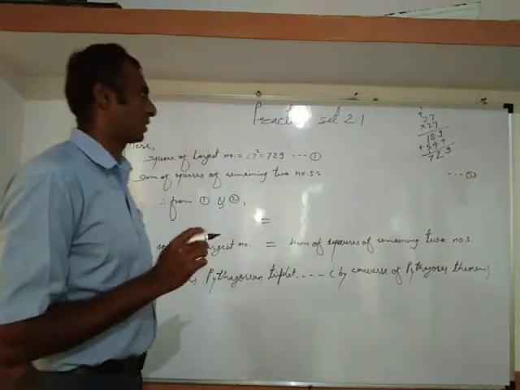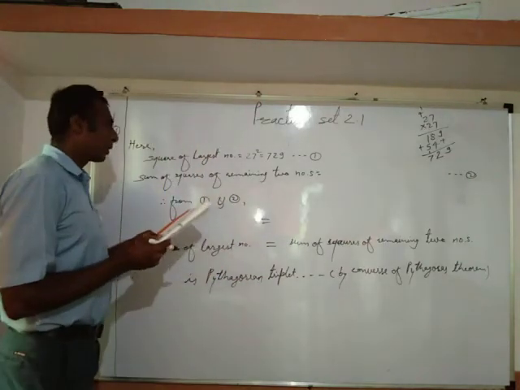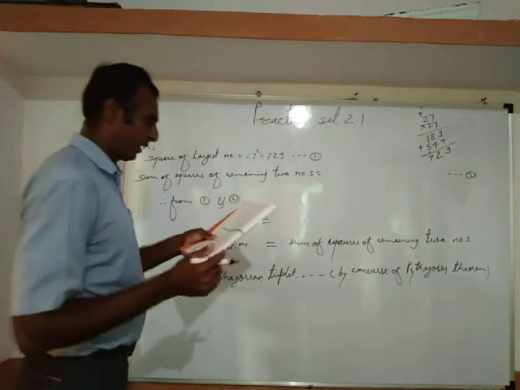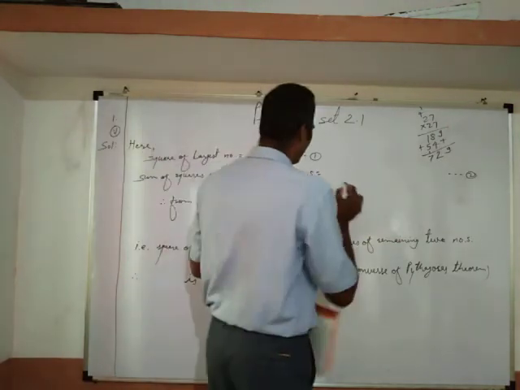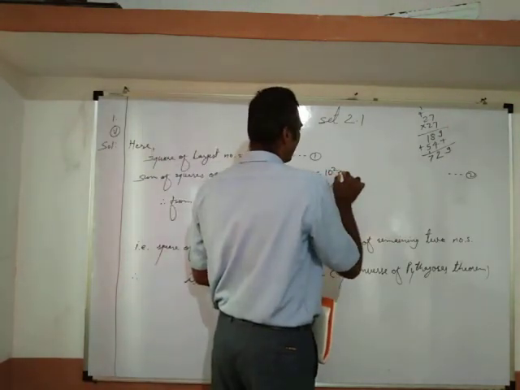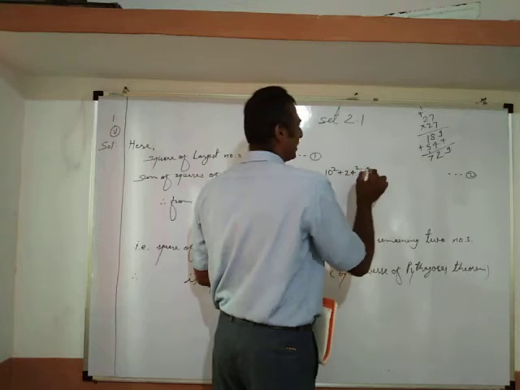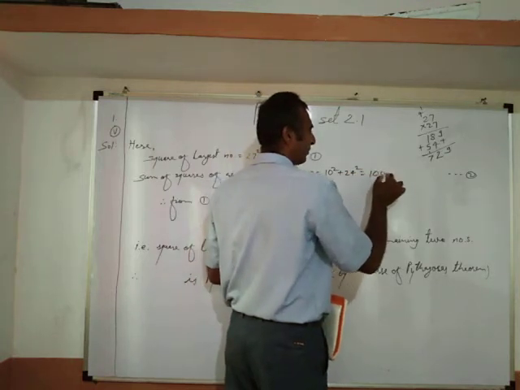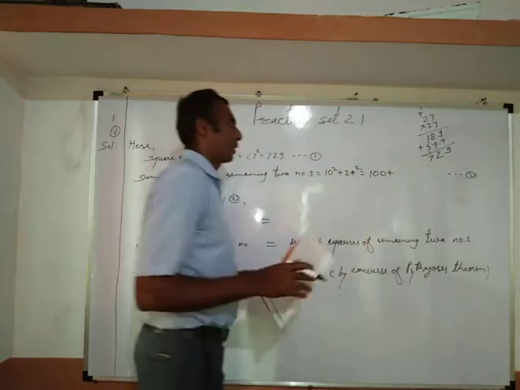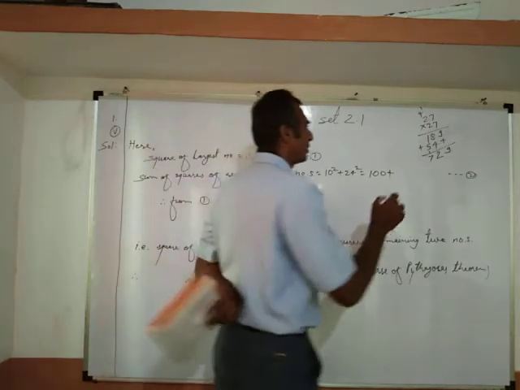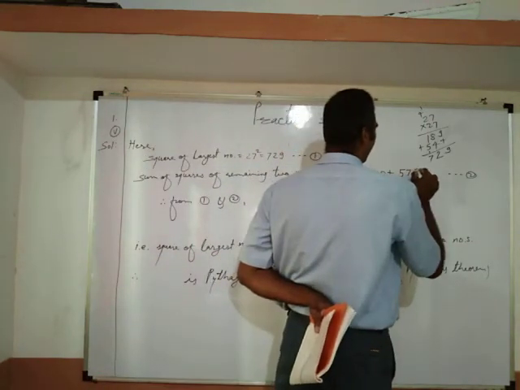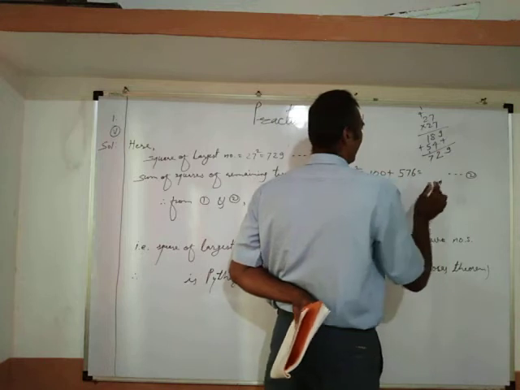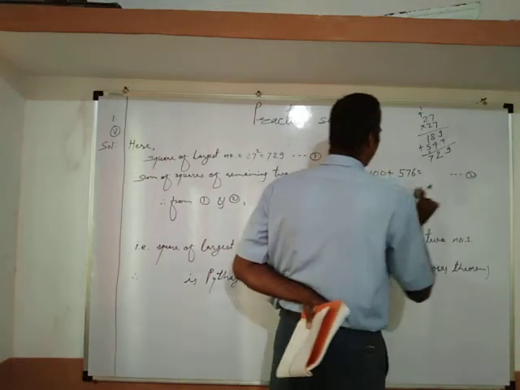Let's call it equation 1. Now the sum of squares of the remaining two numbers. The remaining two numbers are 10 and 24. That's why 10 square plus 24 square. Square of 10 is 100, plus square of 24, 576. Let's find what is their addition.